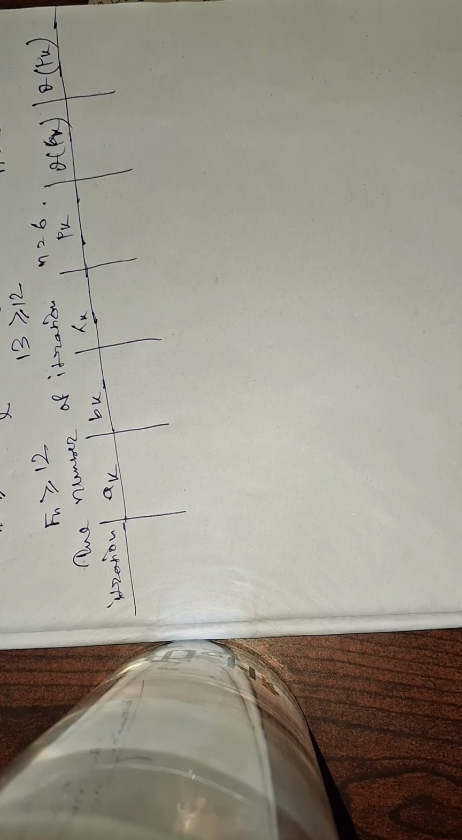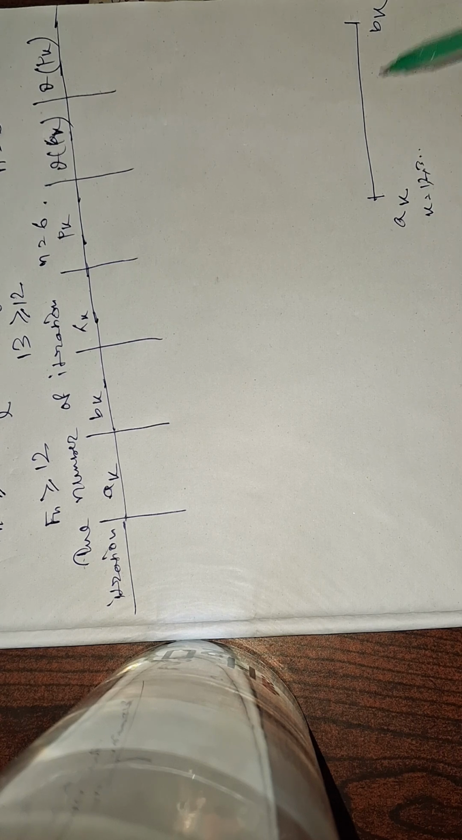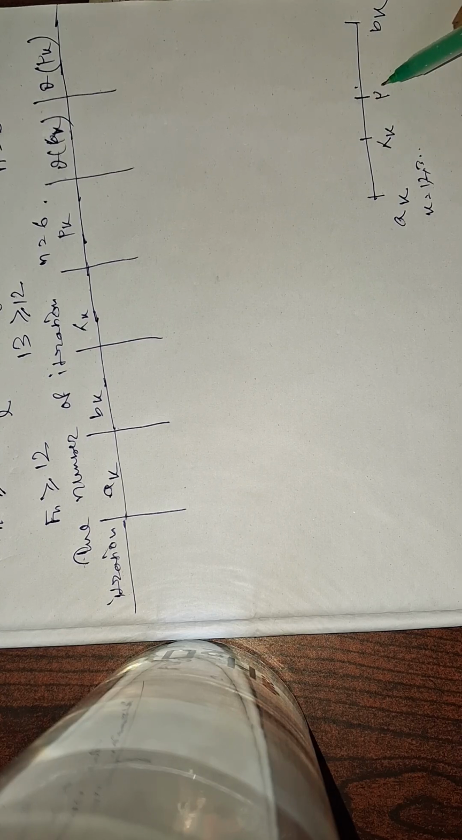Then we also see the line search. This is ak and this is bk. K is the number of iteration, k equal to 1, 2, 3 and so on. So we first need to establish 2 points between ak and bk. These 2 points are lambda k and mu k.